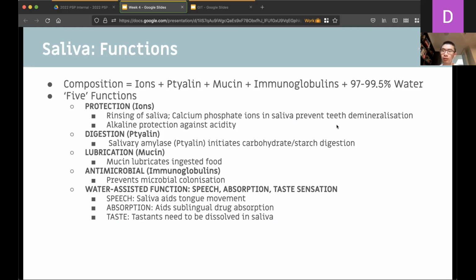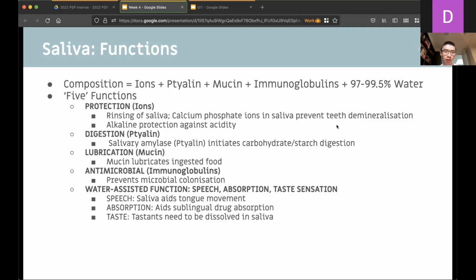It's not going to protect you from drinking hydrochloric acid, but it's there to protect you if you have reflux. You've also got the digestion aspect of saliva, because digestion begins in the mouth. That's where the salivary amylase is, which I think was mentioned before. Salivary amylase, also known as ptyalin, initiates the carbohydrate and starch digestion before it goes down to your stomach and intestines.